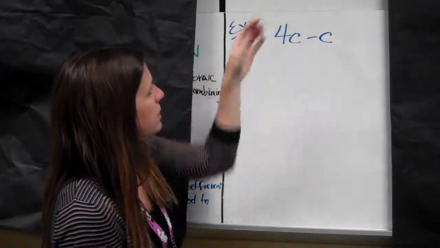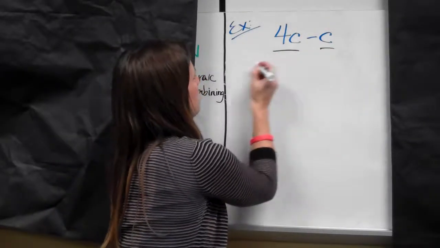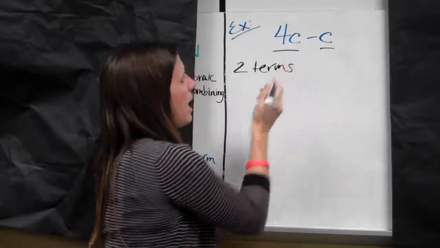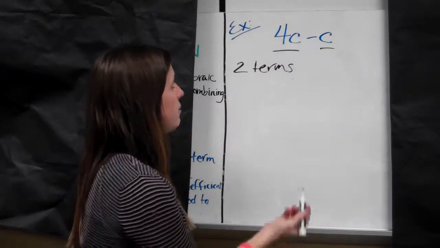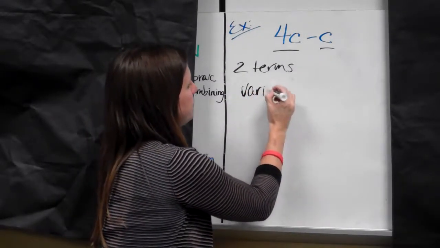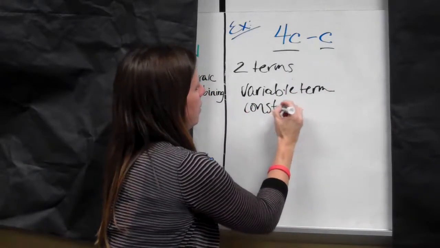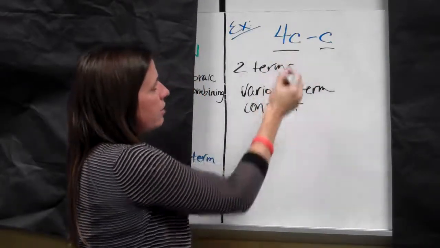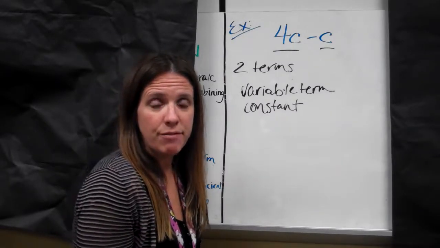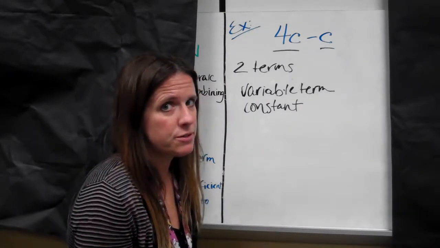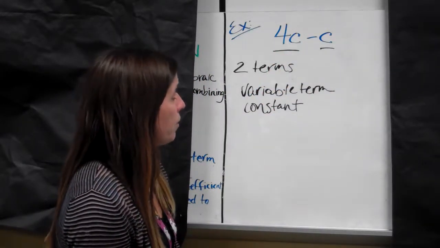Okay, so expressions, we know they're made up of terms. This expression has two terms. And our terms can be of two types. You can have a variable term or a constant. The variable term has a variable, and the constant is a number. So in our expression here, we have 4c minus c. What kind of terms do we have here? Variable terms is what we hope you said. You have two variable terms, both with c. We are going to subtract those.